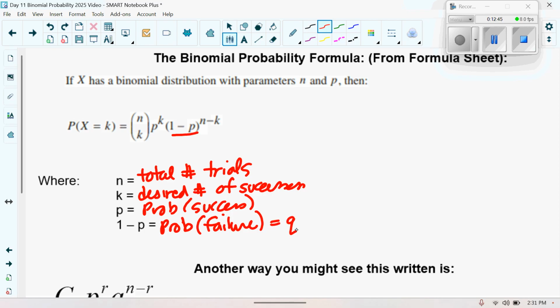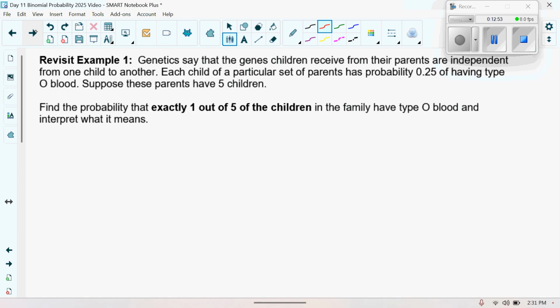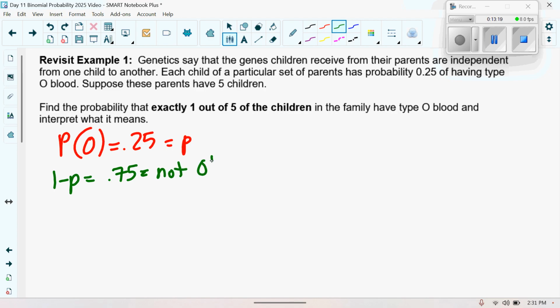Okay, so I'm going to show you how this applies to the question that I skipped before. If you guys scroll down this question, revisit example 1, it says geneticists say that the genes they receive from their parents is independent from one child to the next. Same question. Each child has a probability p of getting type O blood of 0.25. So that's called p, lowercase p. The complement of p, 1 minus p, we said, is 0.75, and that's not type O. Okay, so now we already have success and failure.